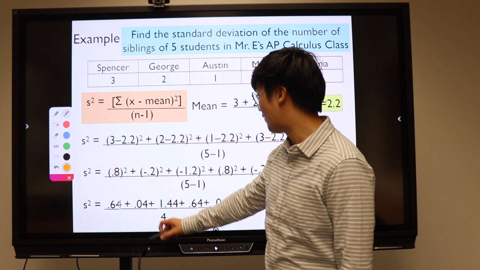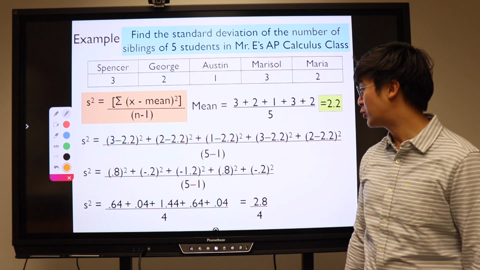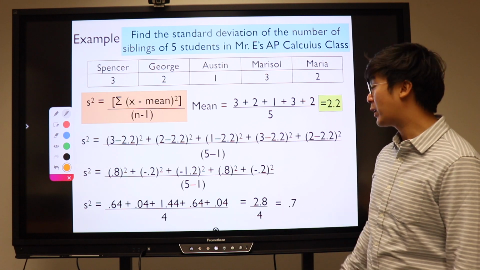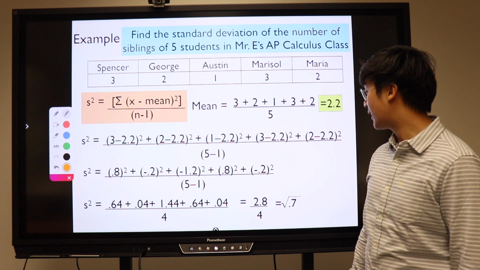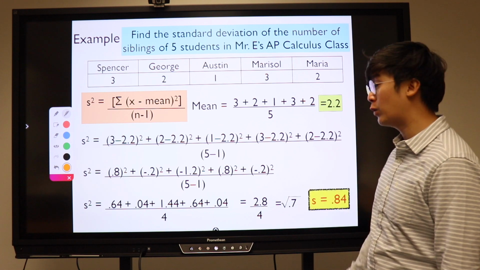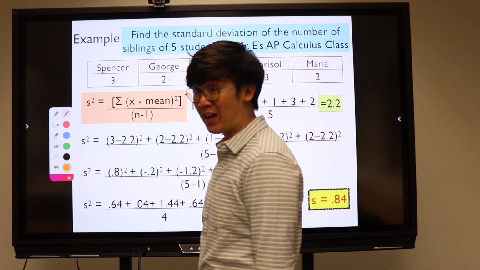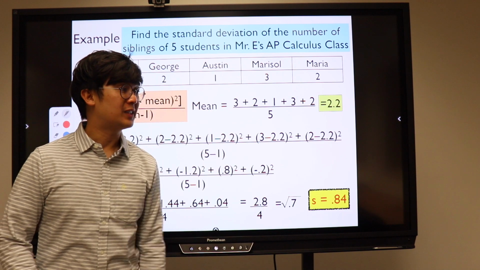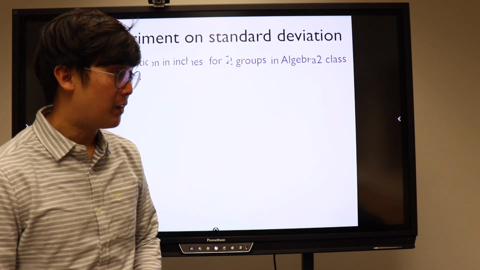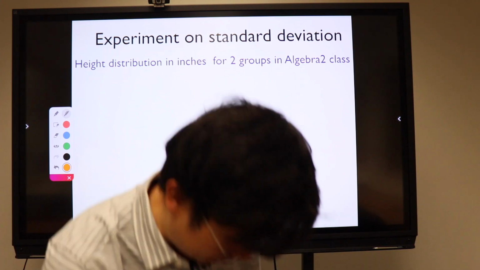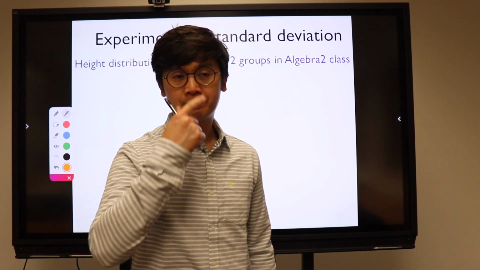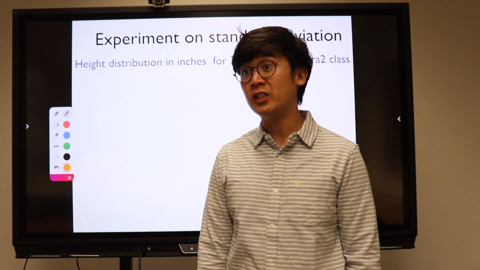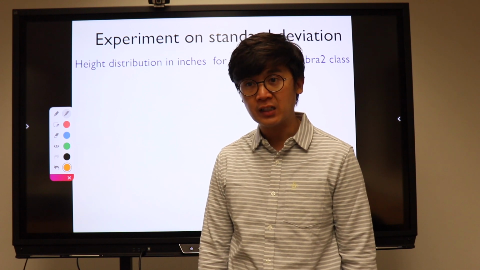So we have these values. Using our math, you will have 2.8 over 4, which we found a while ago. But since this is the variance, we need to find the standard deviation by taking its square root. So we'll have S equal to 0.84, which is what we found using our table. Now, we know how to compute for the standard deviation. Now, let's experiment on the standard deviation. Because most students can memorize the steps on how to find the standard deviation, but they don't understand what exactly is the standard deviation.